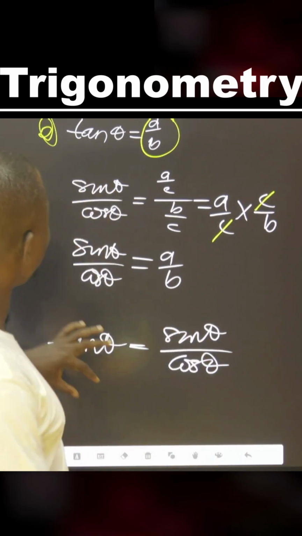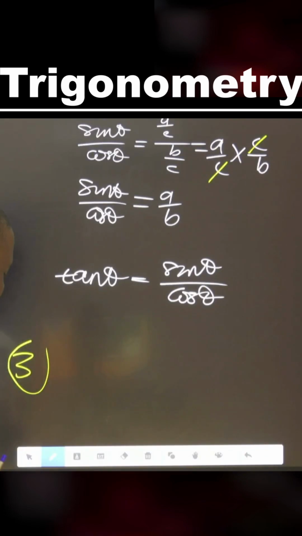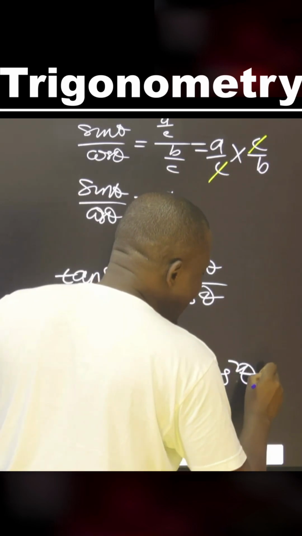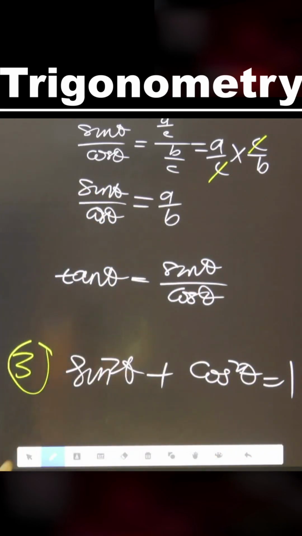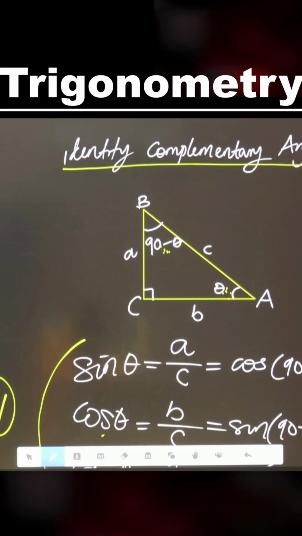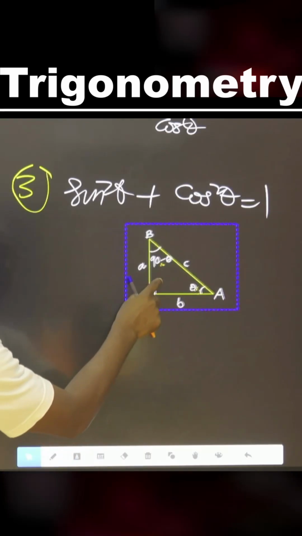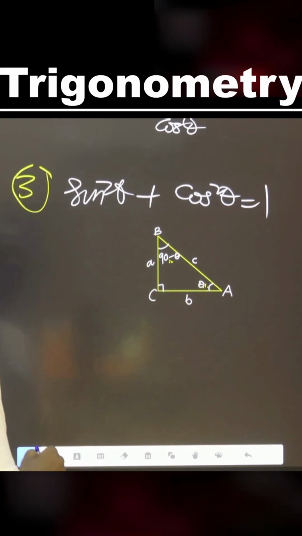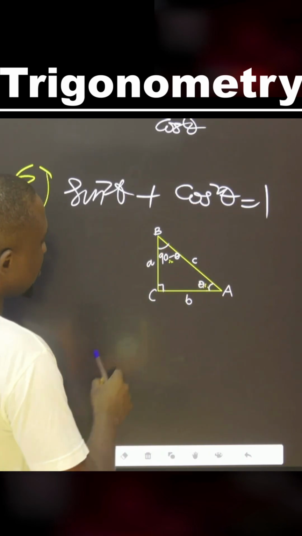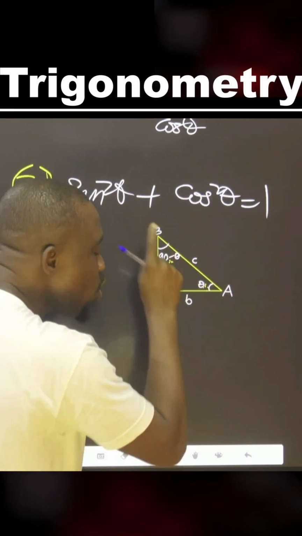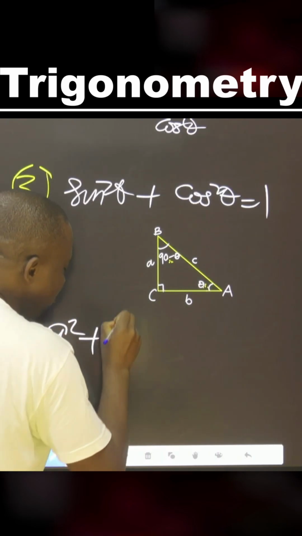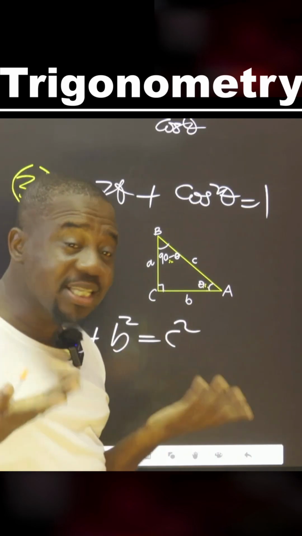There is another thing we need to prove very fast. The third one is sine square theta plus cos square theta is equal to 1. We need to prove this out. Okay, what we're going to do now, we are going to carry this and take down. If you look at this now, you agree with me, this is theta. This is the complementary angle, ABC. Now, using Pythagoras theorem, I can say here, A squared plus B squared is equal to C squared. Okay? It's like that.